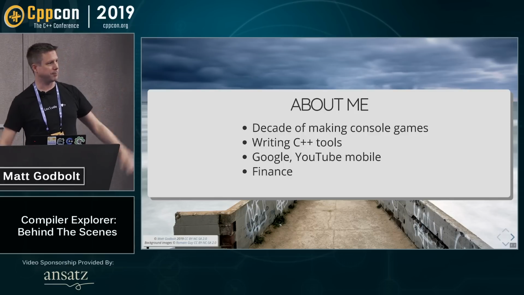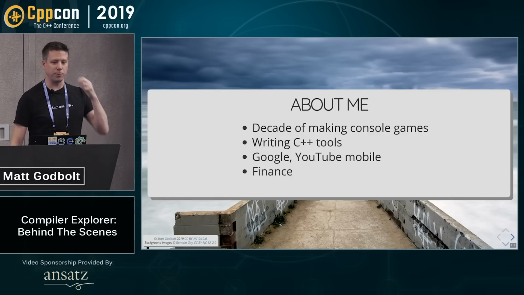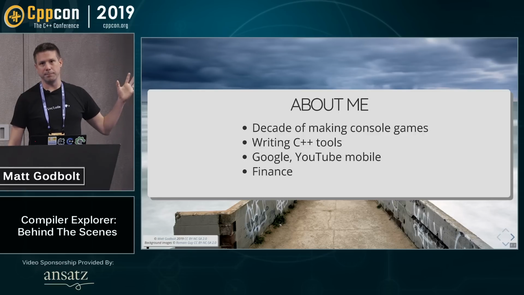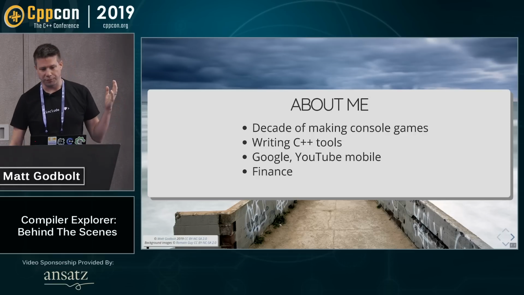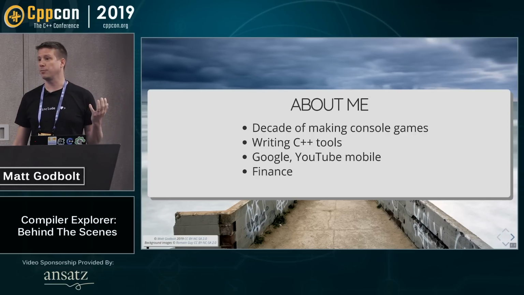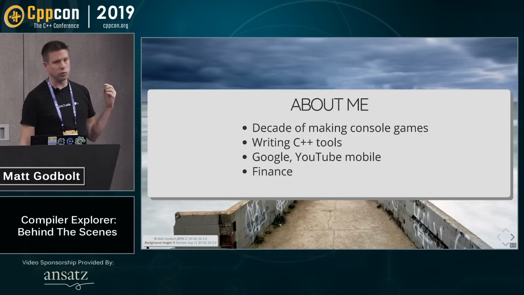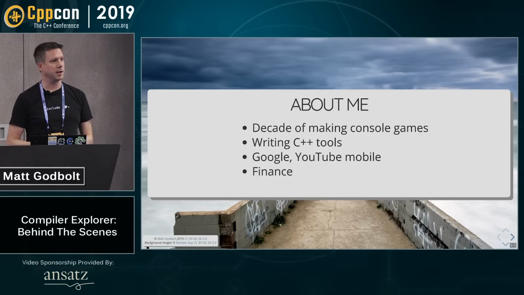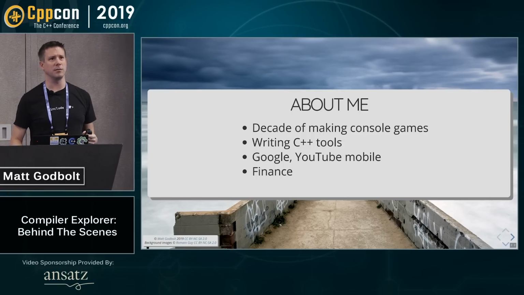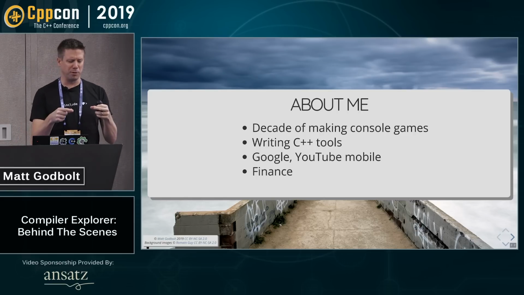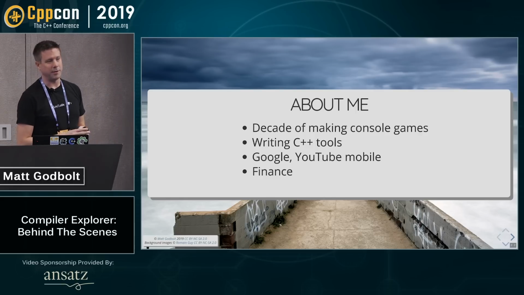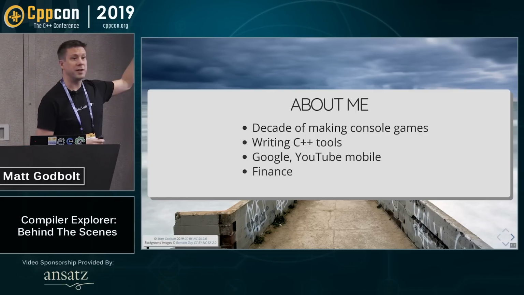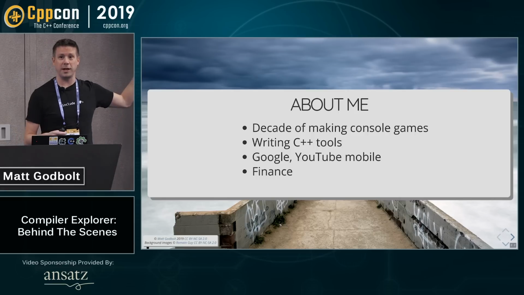So a little bit about me, which explains the origin story of Compiler Explorer. My career has been mainly in high performance C++. I spent a decade making video games, which was a lot of fun. Then I set up a company to develop C++ tools. I then worked for Google, where I worked on the YouTube mobile client, in the early 2010s or late 2000s, back when mobile phones weren't really performant enough to do video, but we were trying to do it anyway, so it was a lot of fun. And then I've spent the last decade in finance. So the theme running through all of this is fast and C++.